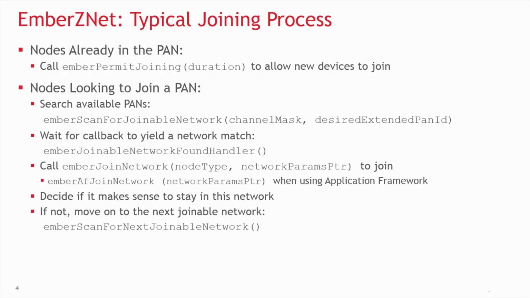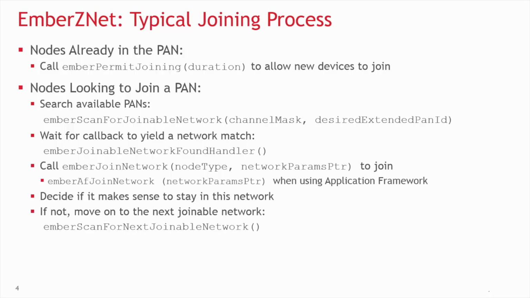If you are the device that's trying to come into the network, you need to find a node that has recently started permit joining action, so it's currently permitting new devices. We have a utility function called Ember scan for joinable network, and this function takes the mask of channels and a desired extended PAN ID. So, if your new device already knows exactly which network it wants to join, it can restrict the results by an extended PAN ID criteria. If it doesn't know that, it can just pass all zeros in this field, and the search will return results for all available networks.